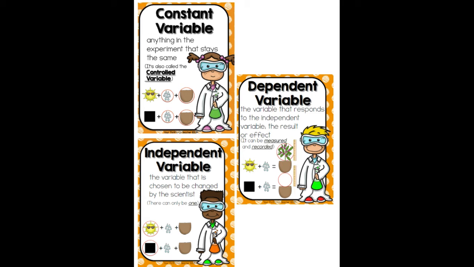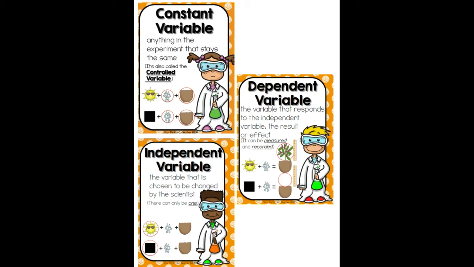You have the independent variable, which is the variable that is chosen to be changed. So this is what you are changing in order to complete your investigation. There can only be one independent variable in an experiment. And finally, the dependent variable is the variable that responds. It is the result or effect of your experiment.